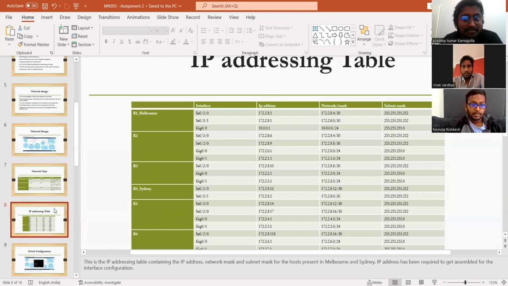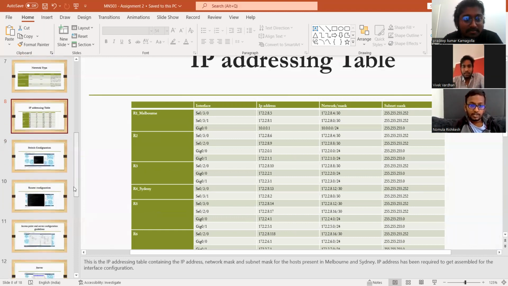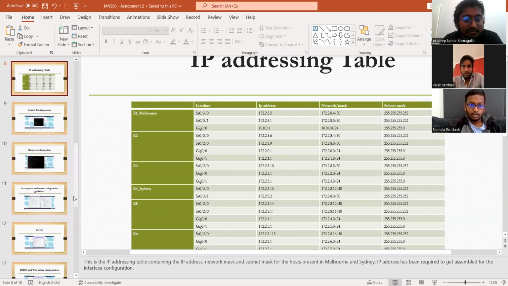Next slide. These are the IP addresses which we have used. The first three are for Melbourne: the first for the R1 router, the second for the R2 router, and the third for the R3 router, and the same for Sydney, R4, R5, and R6. Next slide.